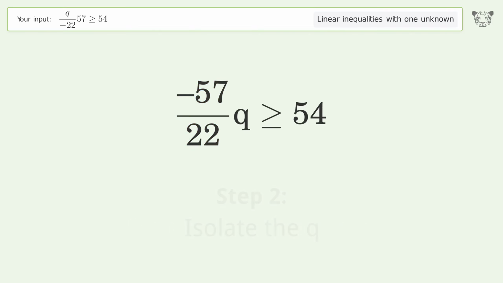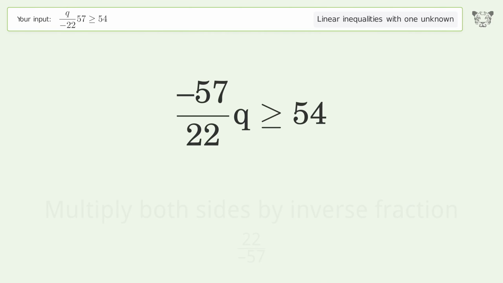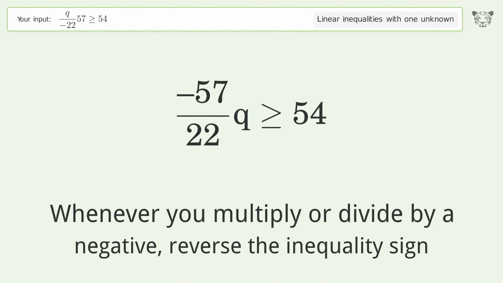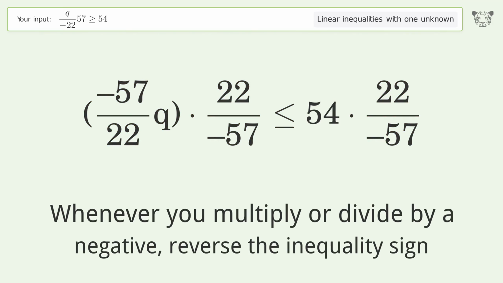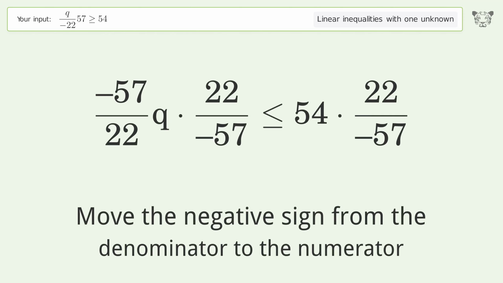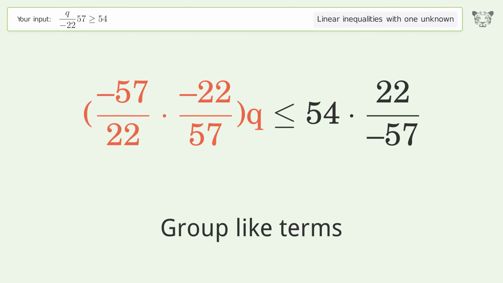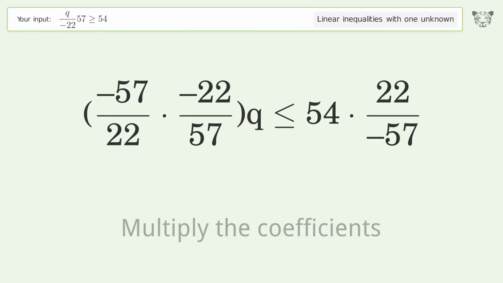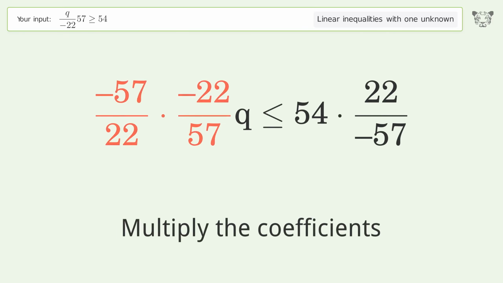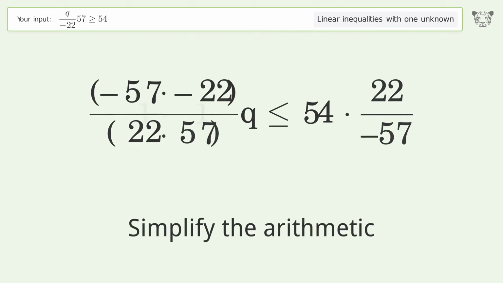Isolate the q. Multiply both sides by the inverse fraction 22 over negative 57. Whenever you multiply or divide by a negative, reverse the inequality sign. Move the negative sign from the denominator to the numerator. Group like terms. Multiply the coefficients. Simplify the arithmetic.